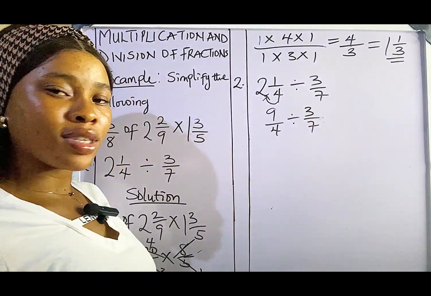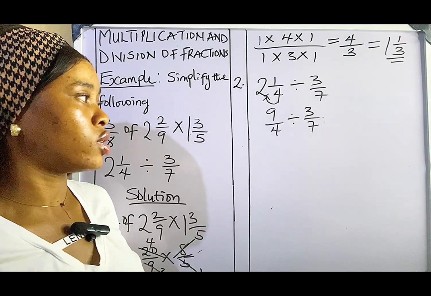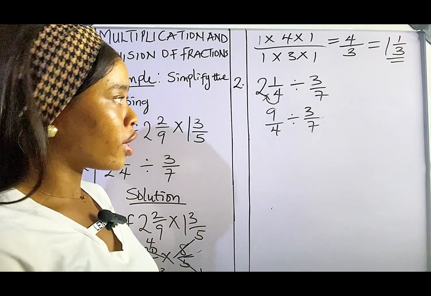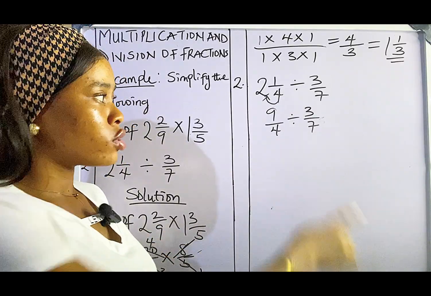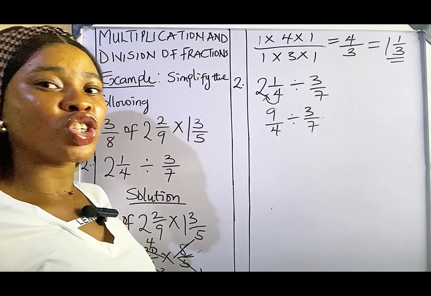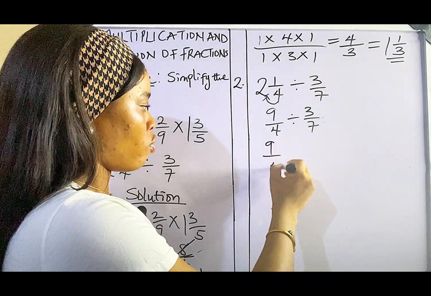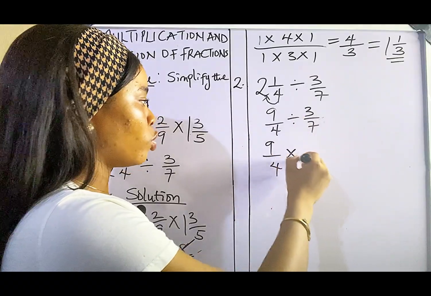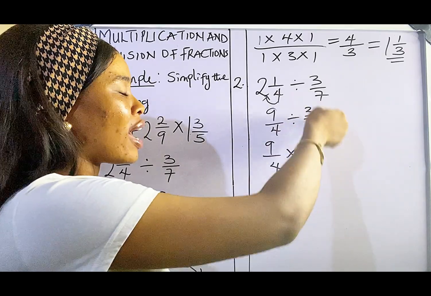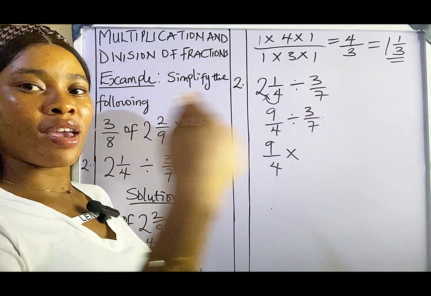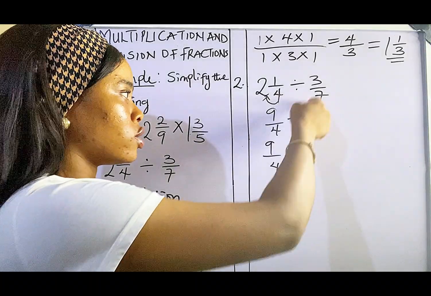Now, this is division, no longer multiplication. It's still almost the same step. What happens here is that when you are dividing fractions, the division sign simply changes to multiplication sign. That is, this becomes 9 over 4. Now this division sign changes to your multiplication sign, and then the fraction at the right hand side, you take the inverse of the fraction at the right hand side. So this is 3 over 7.